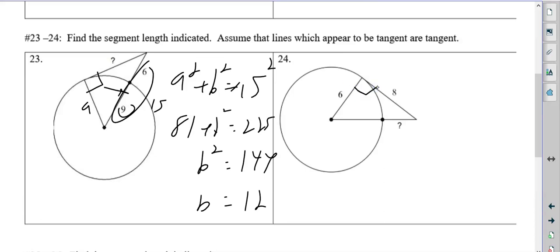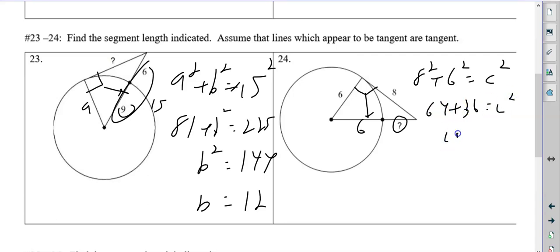Same thing here. Okay. This is 6 right here. Just so you know, we'll need that later. So here's this. So we're trying to find the hypotenuse. We know it's bigger than 6, because 6 is part of it. So it's basically 8 squared plus 6 squared equals c squared. So that's 64 plus 36 equals c squared. That's 100. So c is 10. Well, if this whole thing is 10, that means this here is 4.